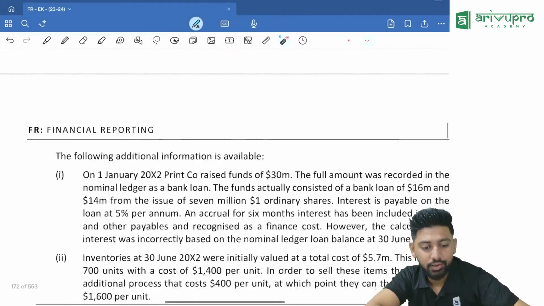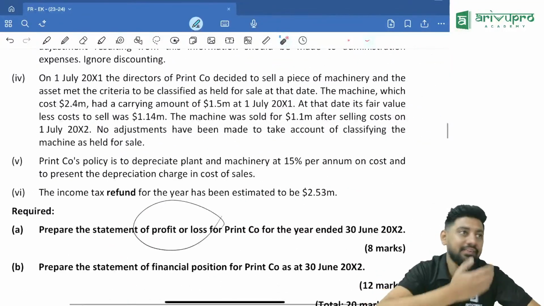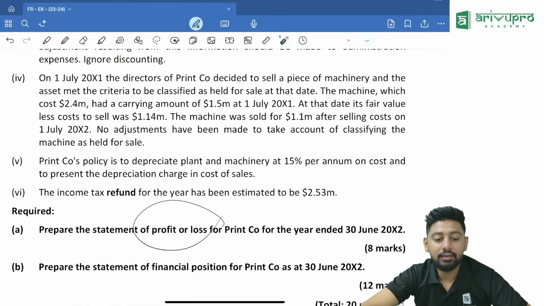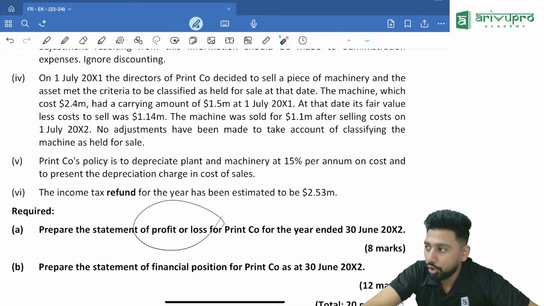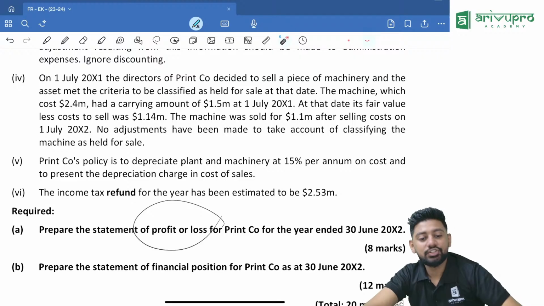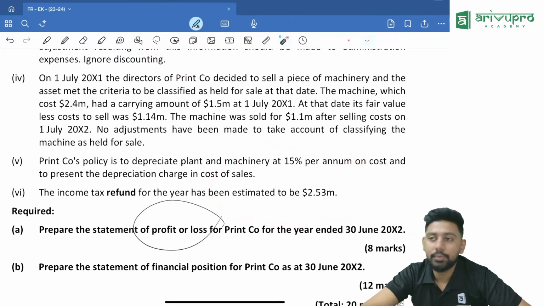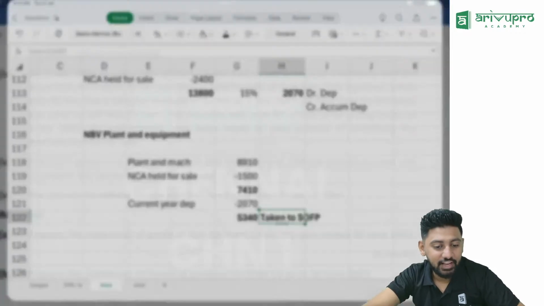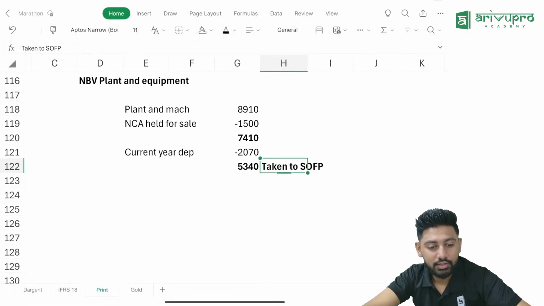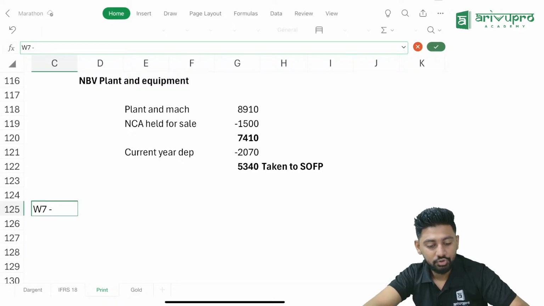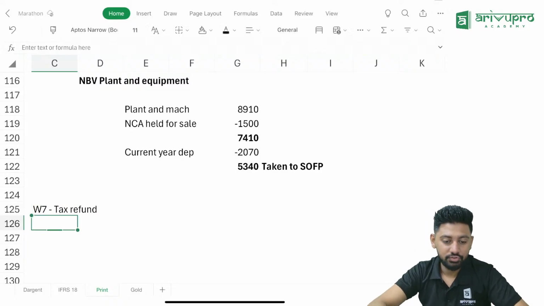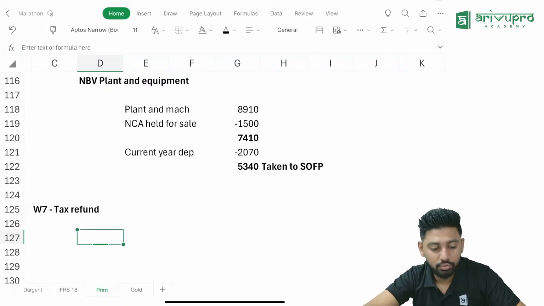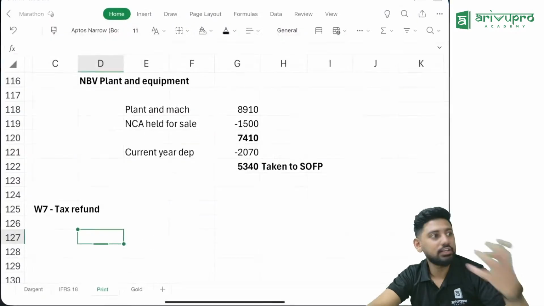Finally, what do I have? I have an income tax refund for the year. Now, that means probably the company is making a loss. The tax refund for the year has been estimated at 2,530. So if it is a tax refund, all I will do is working number 7, tax refund. What are you going to do? 2,530 is going to come to you.